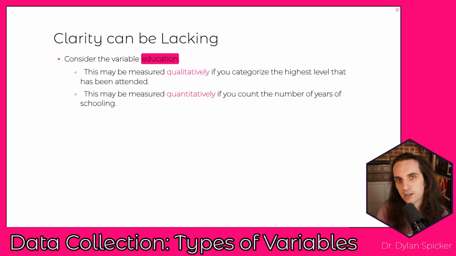But you might also measure it quantitatively if you gave, say, the number of years of schooling that you did, right? So I did 10 years of school, or I did 15 years of school, or however many you did, right? Then that's going to be a quantitative variable, and probably a discrete quantitative variable, right? But you might be able to think about ways of doing that continuously as well.